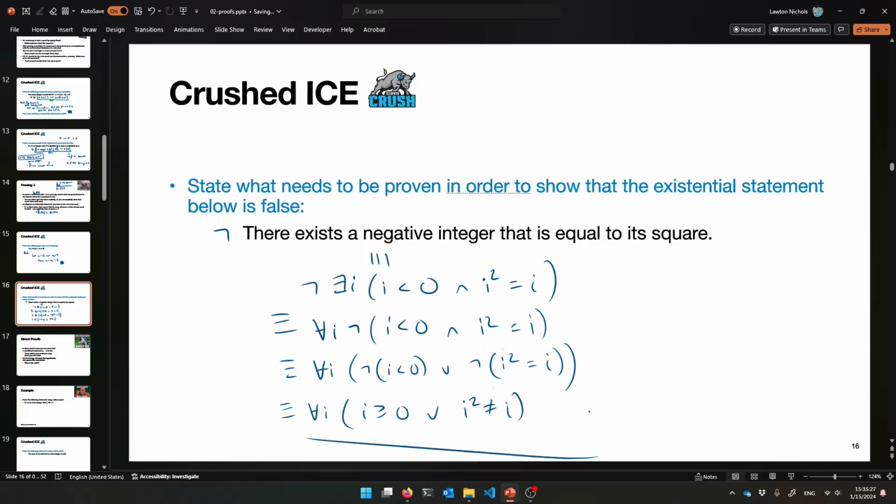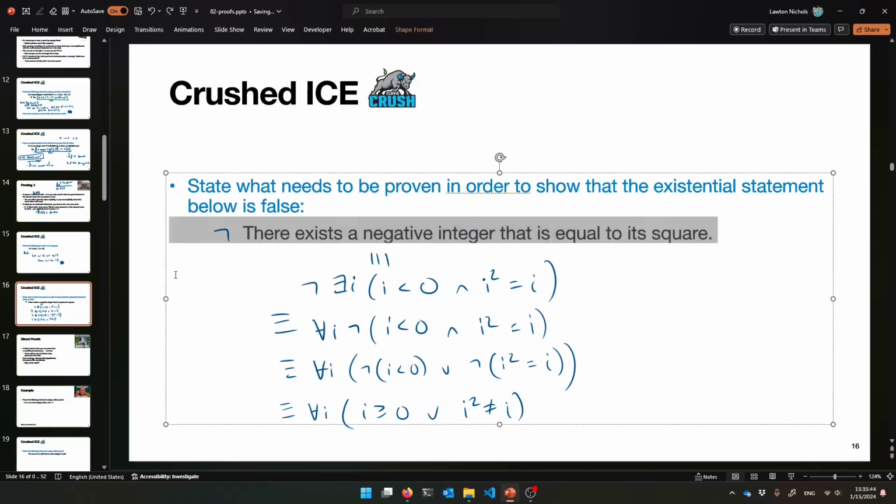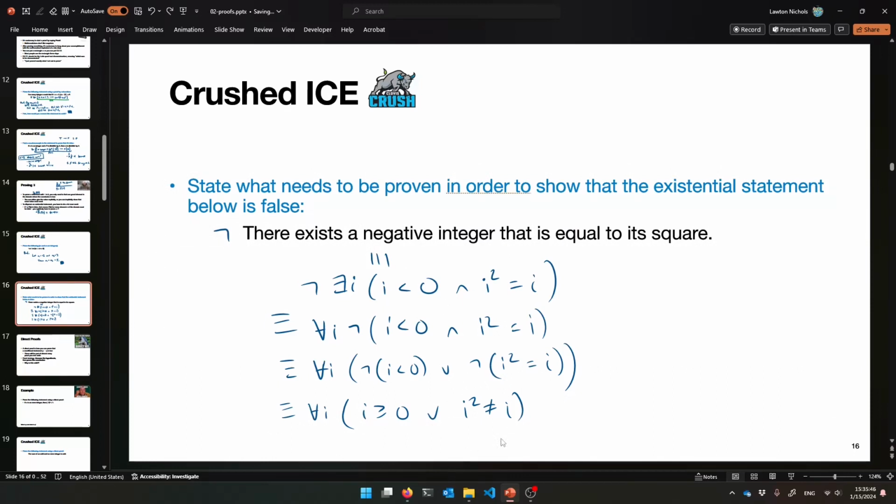So this is what you would prove. You got rid of all the negations. This is what you would show to disprove that original statement: for all I, either I is greater than or equal to 0, or I squared is not equal to I. That is a statement exactly equivalent to this idea, which kind of seems different. It's not intuitively the same, but we've proven through our rules that it must be the same thing. So that's kind of nice.